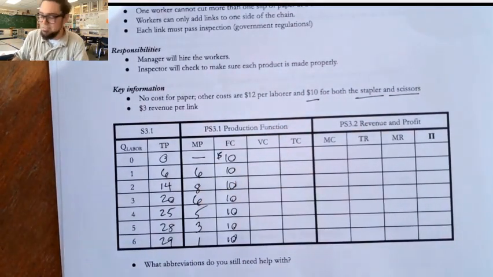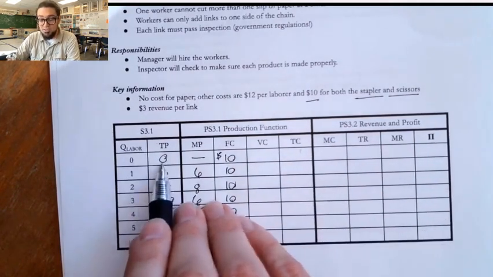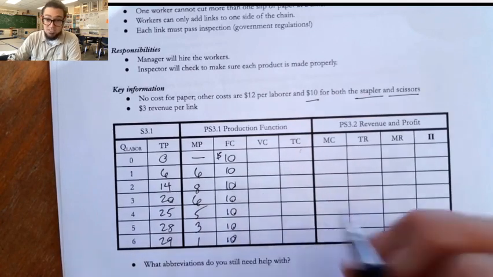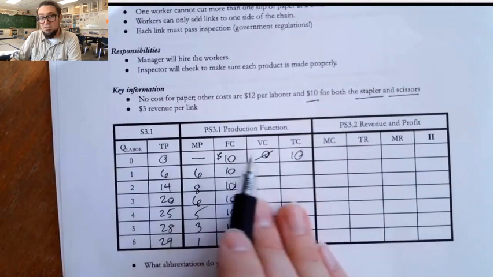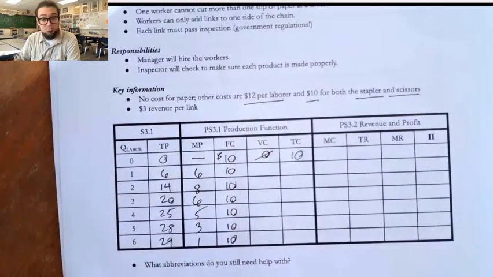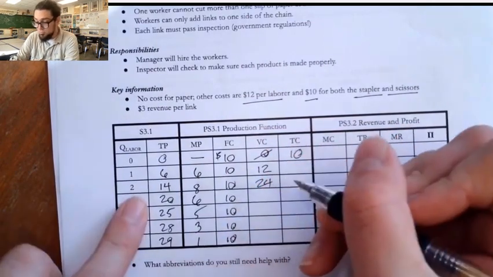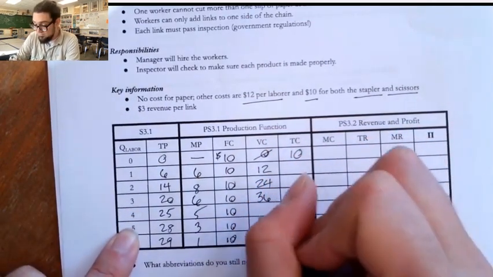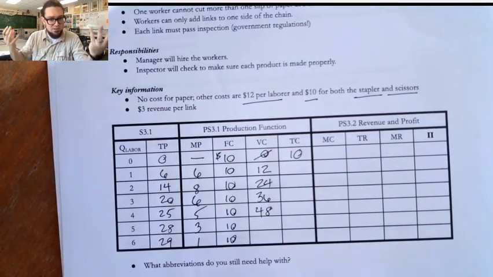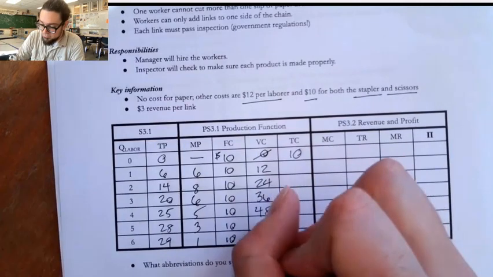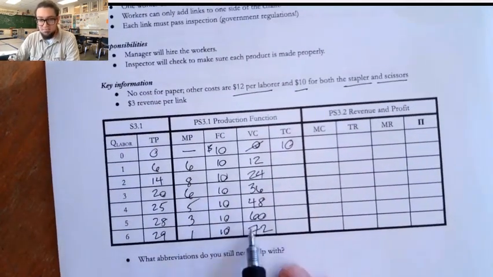Hence the name fixed. Now, the neat part is if we know the fixed cost, we know that at 0 product, fixed cost still exists. Total cost is still going to exist. That's going to be $10 because we didn't have any workers. The variable cost is going to be the $12 per worker. Well, that's 12 for the first worker, 24 for the second worker, 36 for the third, 48 total, right? We're not saying $48 went to the 4th worker. We're saying we had 4 workers, they were $12 each. 60 and 72.